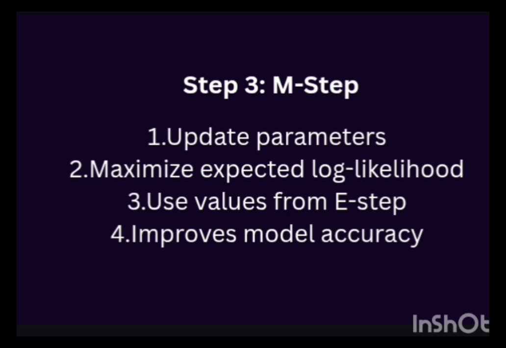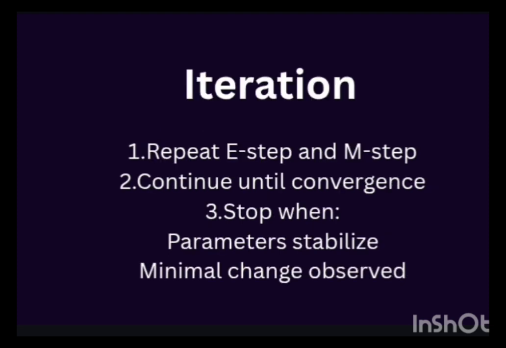The E step and M step are repeated iteratively. This process continues until convergence is achieved, meaning the parameter values do not change significantly between iterations. At this point, the model is considered to be well trained.